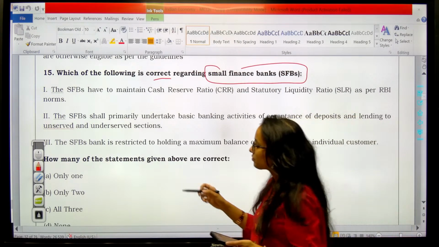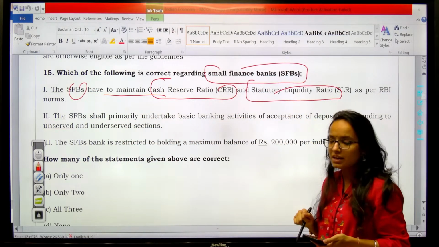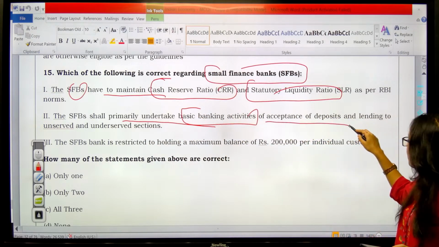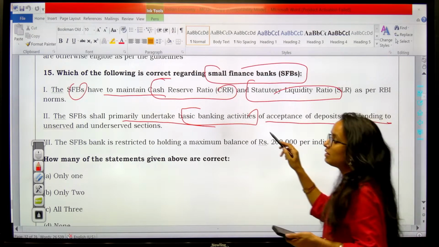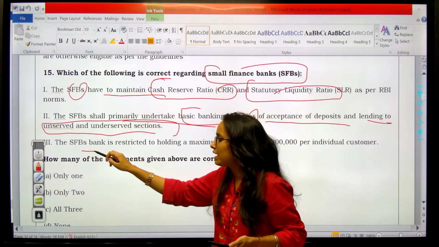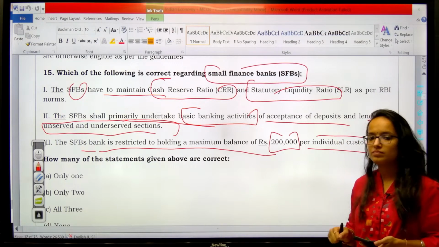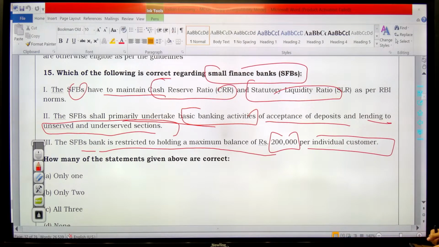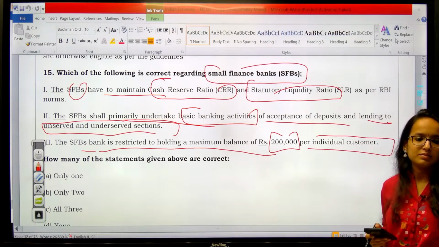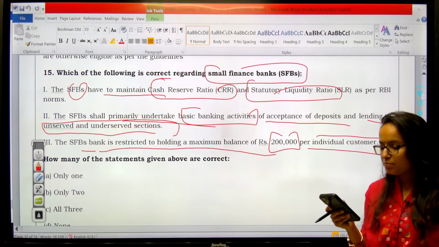So first says, small finance banks have to maintain cash reserve ratio and statutory liquidity ratio as per RBI guidelines. SFB shall primarily undertake basic banking activities of acceptance of deposits and lending to unserved and underserved sections. Third says, the small finance bank is restricted to holding a maximum balance of 2 lakh per individual. So these are your statements. Tell me, which of them are correct regarding small finance bank? These are some of the probable areas for questions, okay?